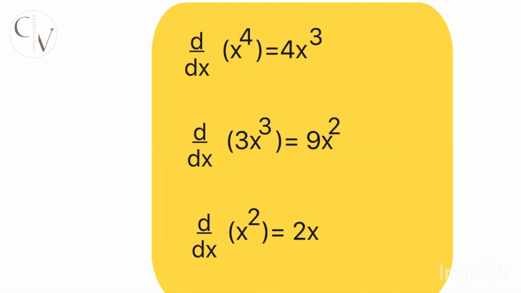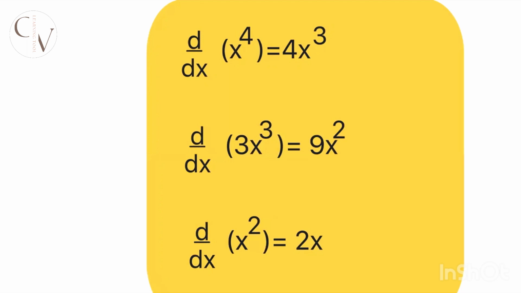As I showed you before, 4 times 1 would be 4x, and 4 minus 1 would be 3. So the derivative of the first term would be 4x to the third power. The derivative of the second term would be 3 times 3 equals 9x, and 3 minus 1 will be 2. So the derivative of this second term would be 9x to the second power. And now for the third term, 2 times 1 would be 2x, and 2 minus 1 will be 1, so it's not supposed to write the exponent.